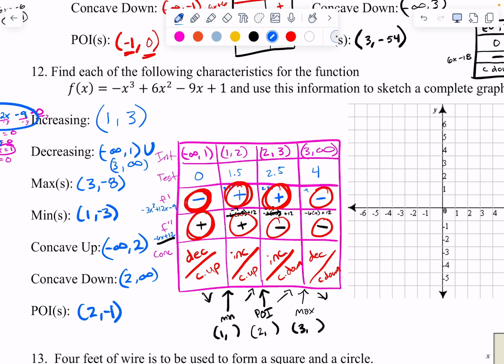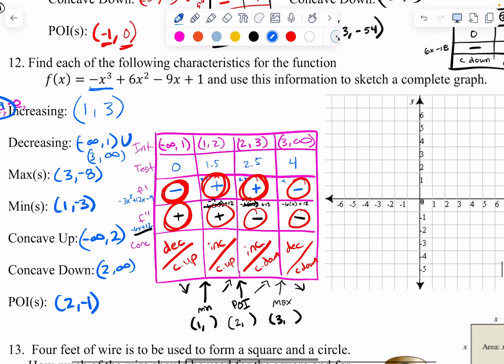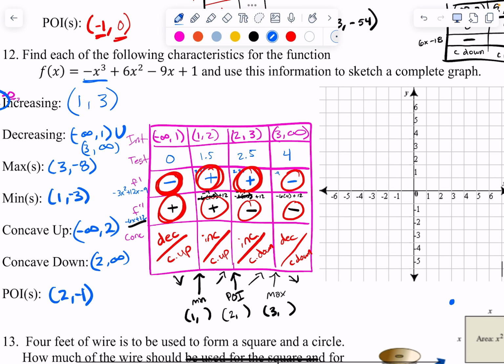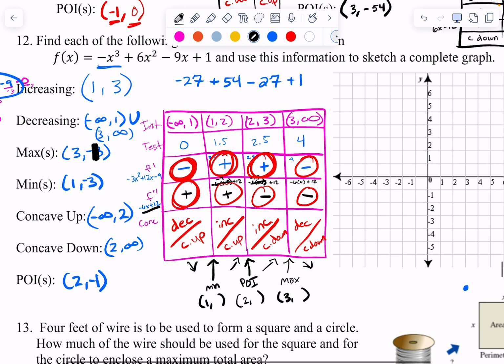The max is lower than the min? No. Well, okay, let's just plot those points. Oh yeah, we have to sketch them. 3, negative 8 is down here, and that's a max. Did you plug it in right? Negative 27 plus 54 minus 27 plus 1. He's at 1. That's the problem. Fix it. The max is at 3, 1, not 3, negative 8.